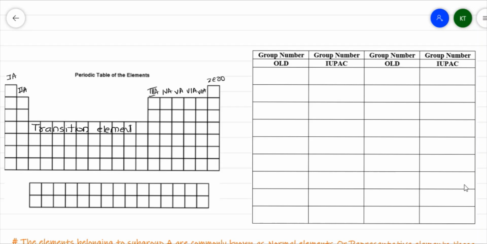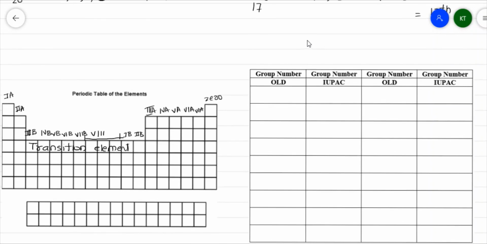In between, I will have 3B, 4B, 5B, 6B, 7B, and there are three vertical columns of 8th. The 8th is not divided into any subgroup. Then I have 1B and 2B. So basically we have a total of 18 vertical lines. Let me show how the 18 vertical lines have been divided.